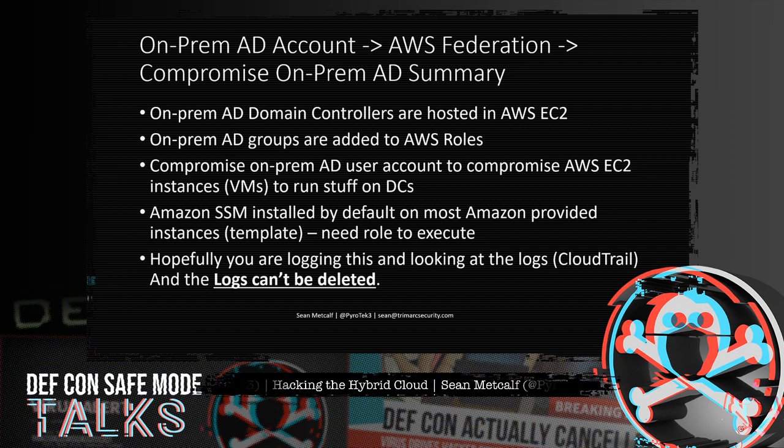So I've got a summary slide here that covers this very briefly. But keep in mind that Amazon SSM, which is effectively the Amazon agent, is installed by default on most Amazon-provided instances or templates. You do need the role to execute, but once you have the rights over that environment as a server admin would, you can normally go ahead and get that. Hopefully you're logging this and looking at the logs. Amazon CloudTrail can pull these logs. And the logs need to be configured to not be deleted. So very often an attacker is just going to delete the logs so you can't see what they did.